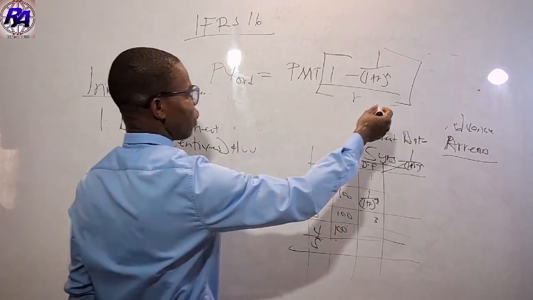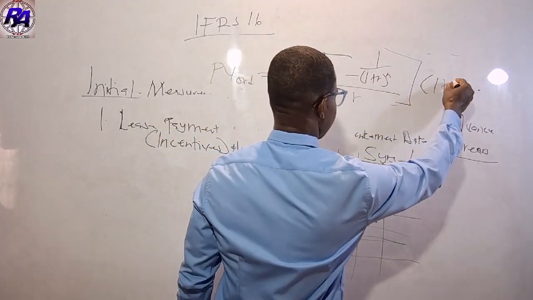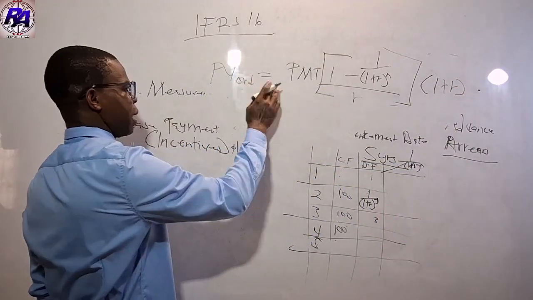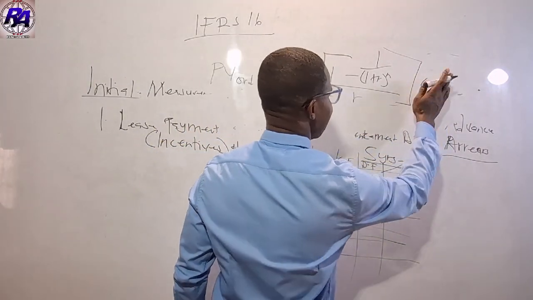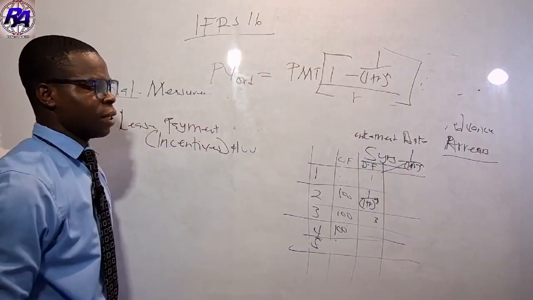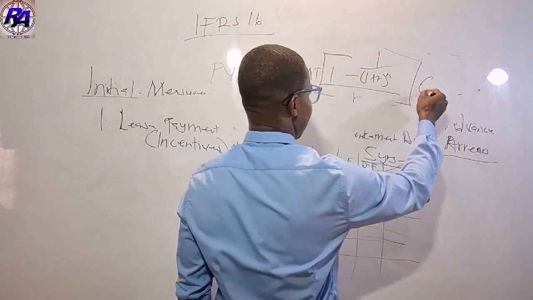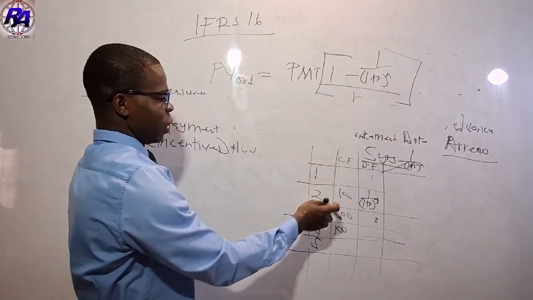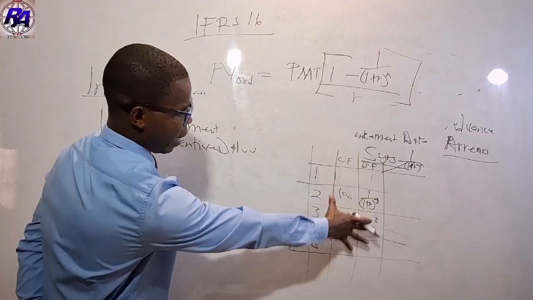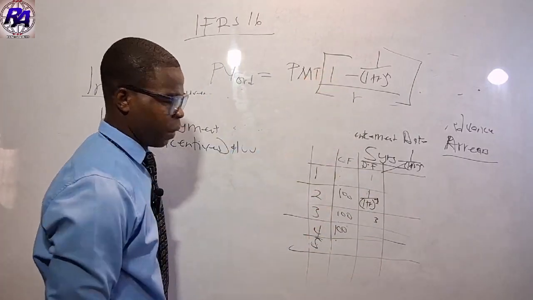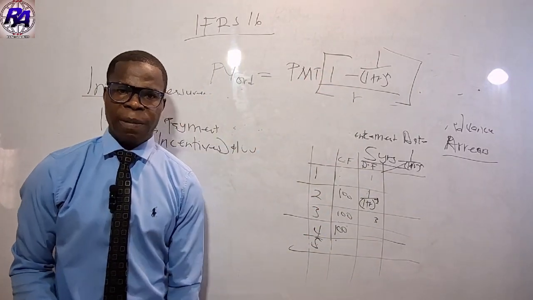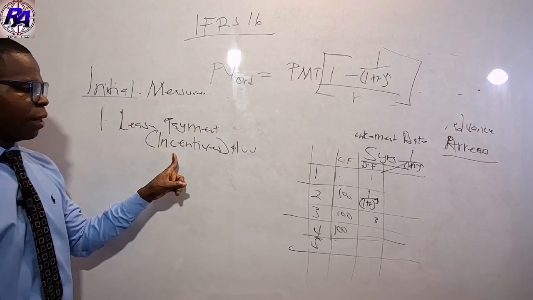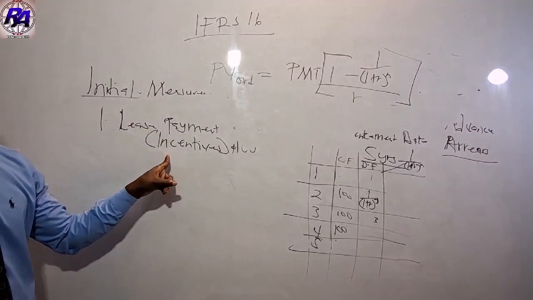If it's annuity due, then we would have multiplied it by 1 plus R. But this is for ordinary annuity, annuity in arrears. This is when it is in arrears. If it were to be in advance, then we would have added one, but we don't need this one. This is what we need. So if the payments are the same, instead of going by the table, you can also go by this formula. Any of them will give you the same answer. So this is the first thing that constitutes the cost.